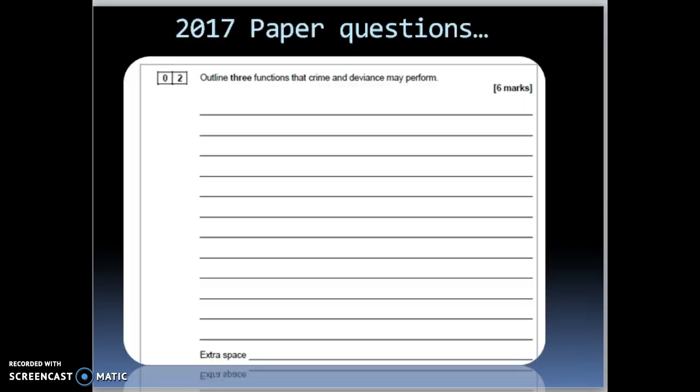The second question on the 2017 paper was a real popular one, and speaking to my students, they found this was a really nice one. It gave them a little bit of confidence quite early on in the exam, and most students were able to identify some functions of crime. And the hooks in this one are functions and crime and deviance may perform.